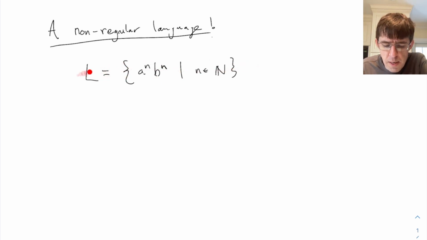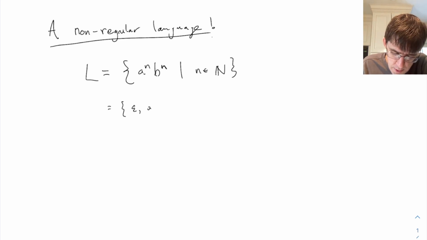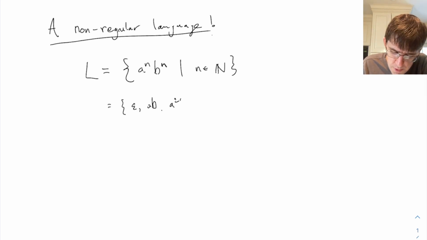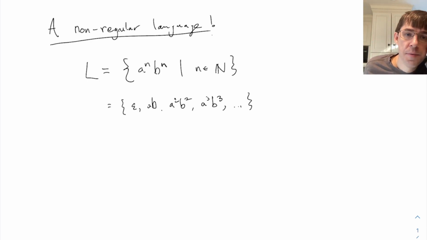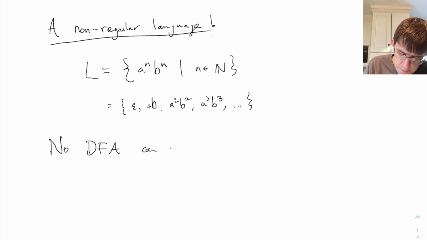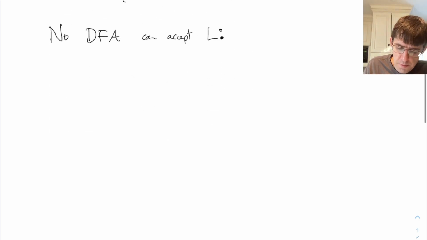This language, though, turns out to have no DFA that can accept it. If I were to write the elements out, it includes the empty string, when the exponent is 0. But it also has AB, or A squared B squared, or A cubed B cubed, etc. This is the language I'm talking about. No DFA can accept this language. So let's try to demonstrate that. No DFA can accept L. I want to try to prove this.